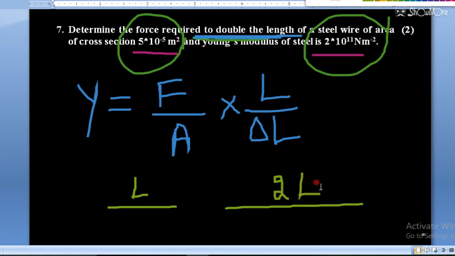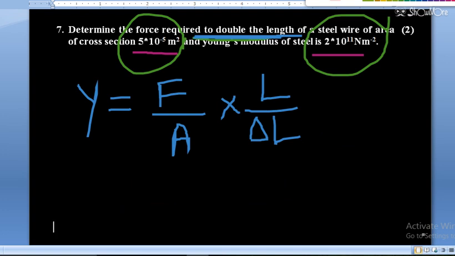So during this process delta L will be equal to 2L minus L. Delta L is equal to 2L minus L, meaning change in length is equal to new length minus original length. So when the question says double the length, that means delta L will be equal to L for that case. So in place of delta L, I am writing L, the original length.